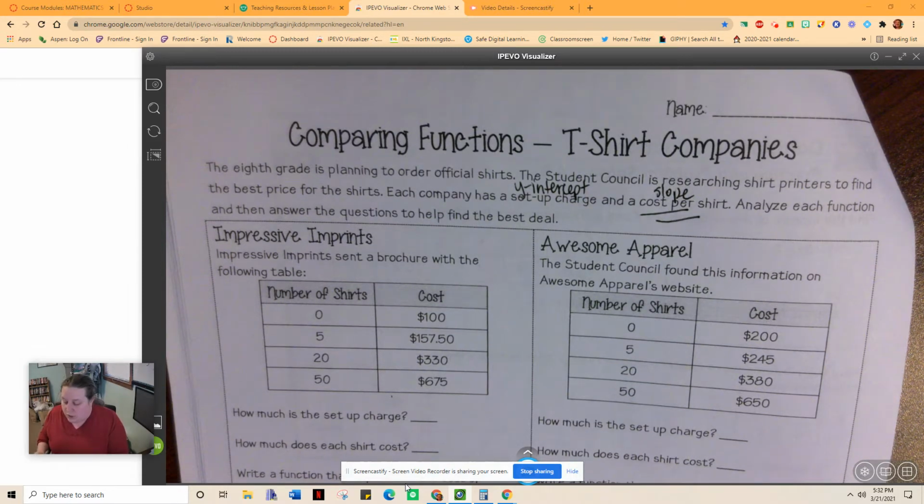Okay. So I'm going to start you out with one table, one graph, and you're going to finish the other two and answer the questions on the next page. So let's start with impressive prints.